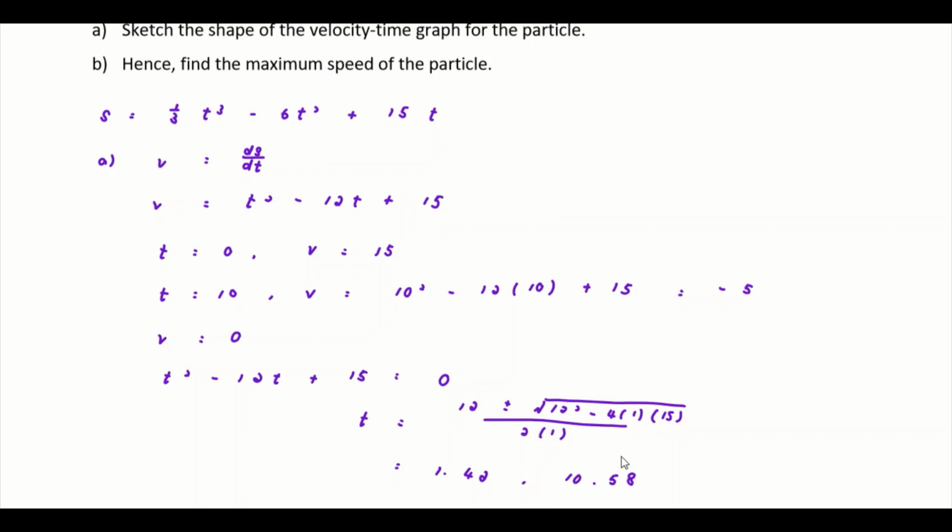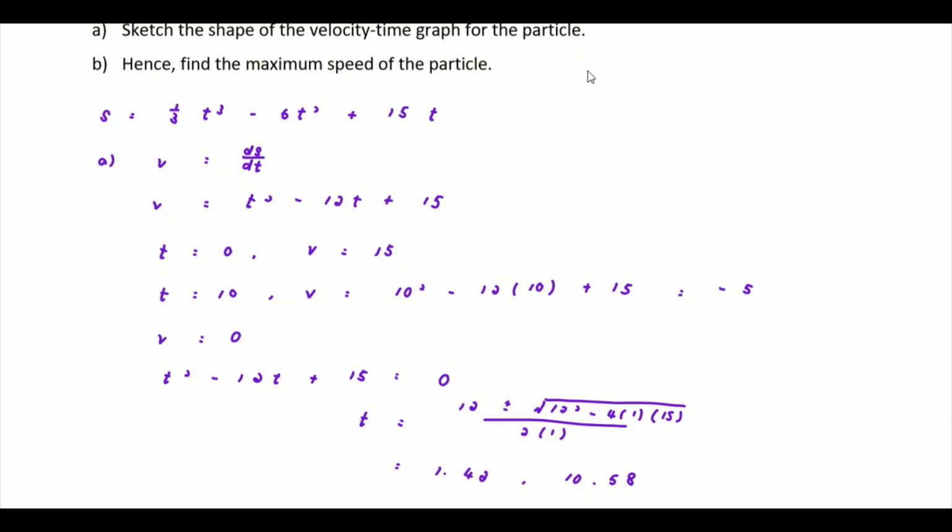You'll realize that when you try to draw, you wouldn't be able to see two intersection points. The reason is that your graph should actually end at (10, negative 5). So this is already 10.58, which is basically out of the range that we want, which is from 0 to 10 seconds. So you must always refer to the time interval that's given.